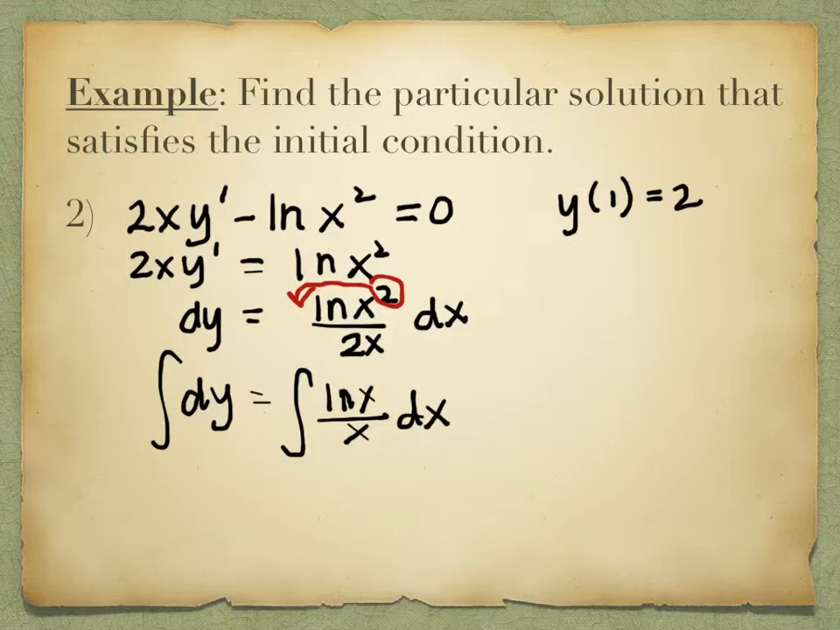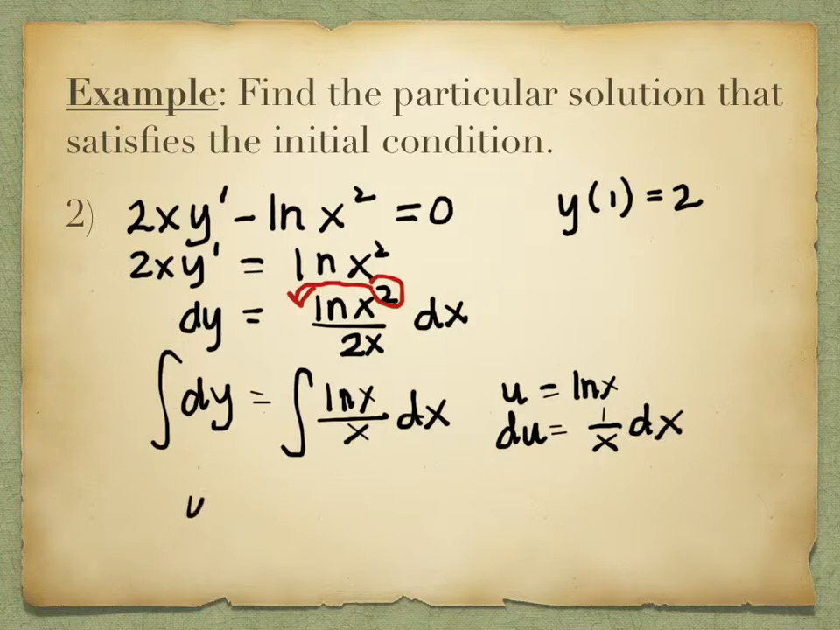Alright, so just like with the previous problem, this integration is an integration with u substitution. The natural log of x is going to be my u, and then my du is 1 over x dx, which is a part of the problem as well. So my integral on the left is y equals, and my integral on the right is equivalent to the integral of u du.